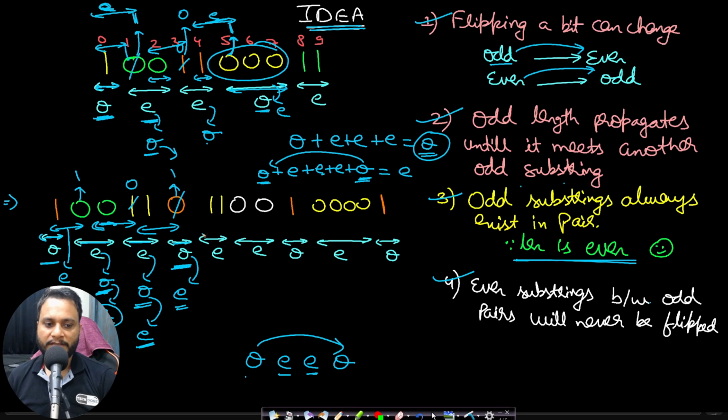Now if I do the same, then I will not be able to do anything for this substring. It is already even, no need to do anything. It is already even, no need to do anything. But then whenever you find an odd substring, you will always have the odd substring in pair.